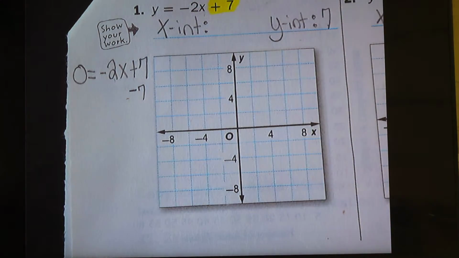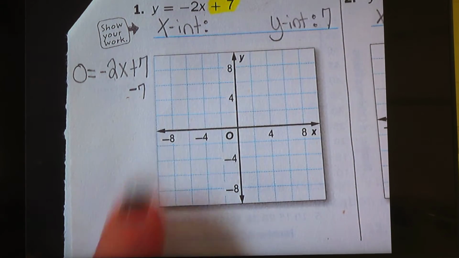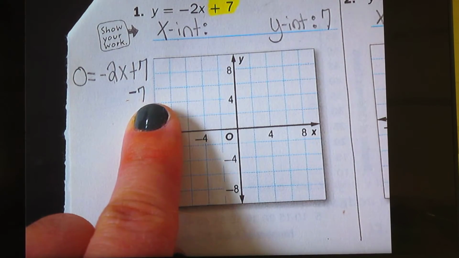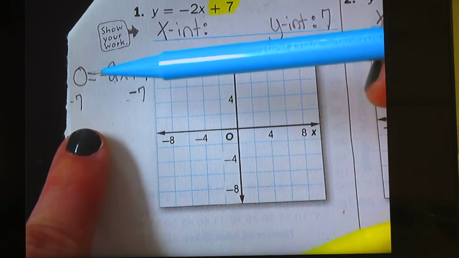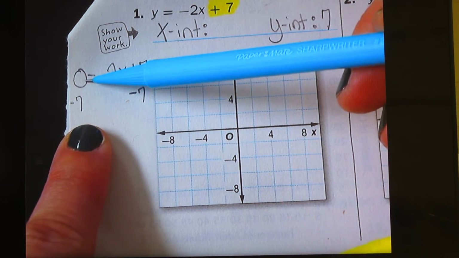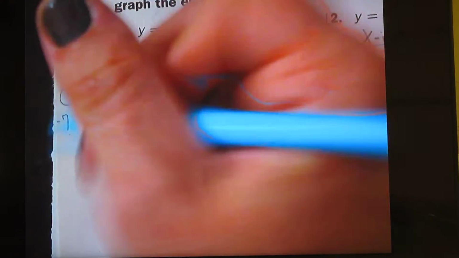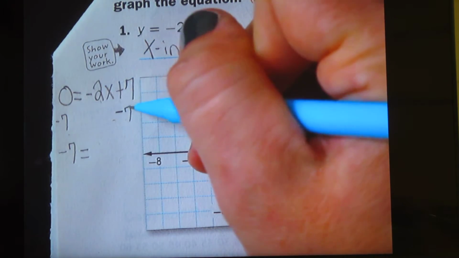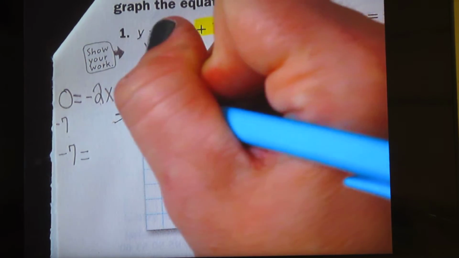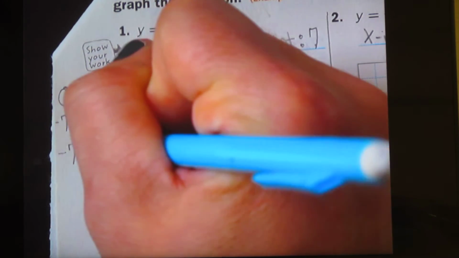So we're going to give this side a -7, and with an equation, if we give the right a -7, we have to give the left a -7. On this side, if we have nothing and we give it -7, then we have -7. These negatives and positives cancel each other out, leaving us with a -2x.